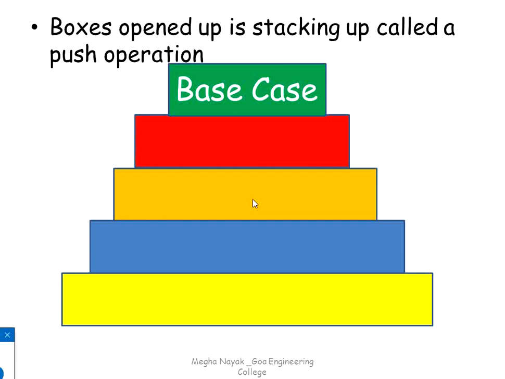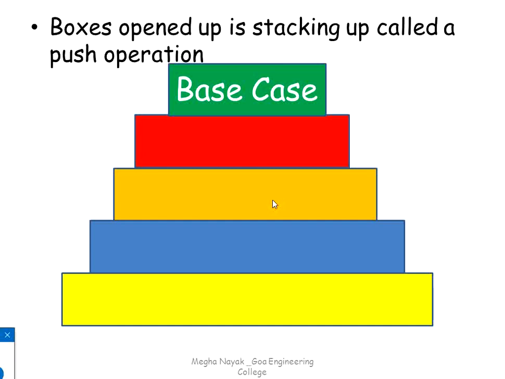So this is called a push operation, and this entire figure that you see over here is referred to as the stack. Once you reach the base case, you stop. Therefore, whenever you are writing a recursion problem, you have to put your base case in place. Mind you, while you are stacking up, you are not doing any evaluation. You are just calling the function in a chain-like manner. So the yellow calls the blue, calls the orange, calls the red, calls the green, and then you stop.